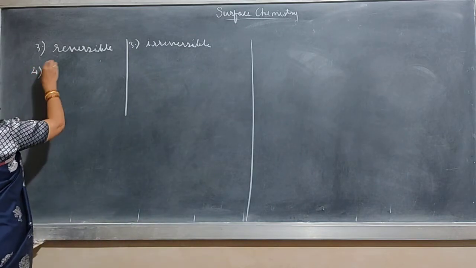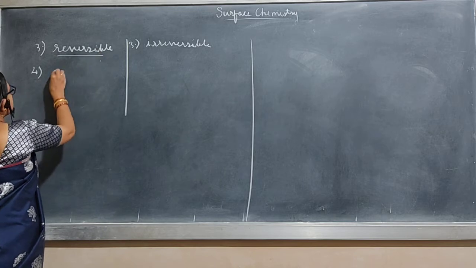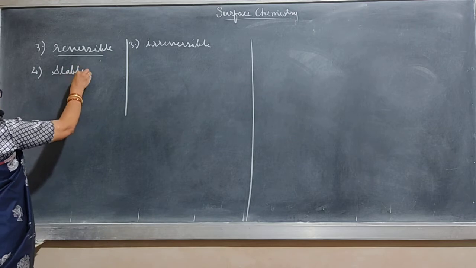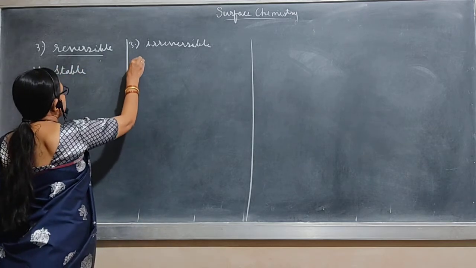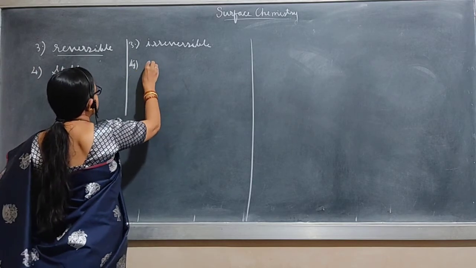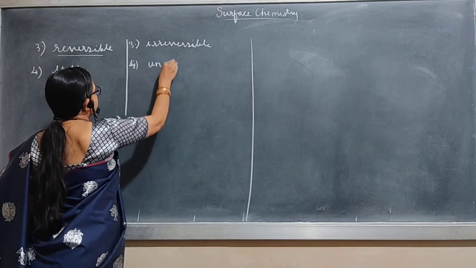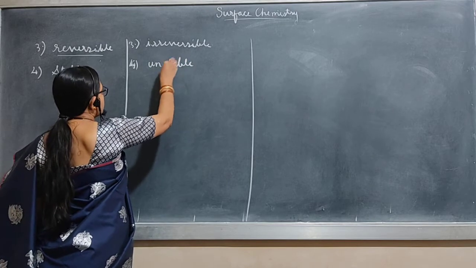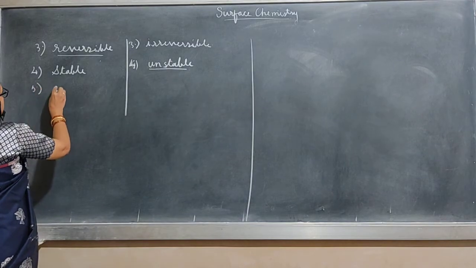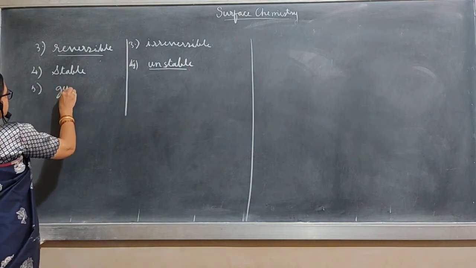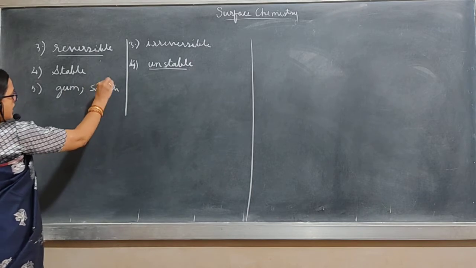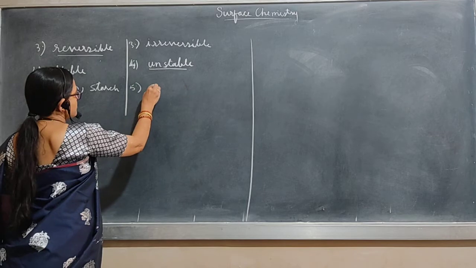Because of this reversibility, we can call lyophilic stable, whereas lyophobic is unstable. The layer separates. We can give examples. Lyophilic examples are gum, starch, cellulose, and lyophobic example can be gold sol.